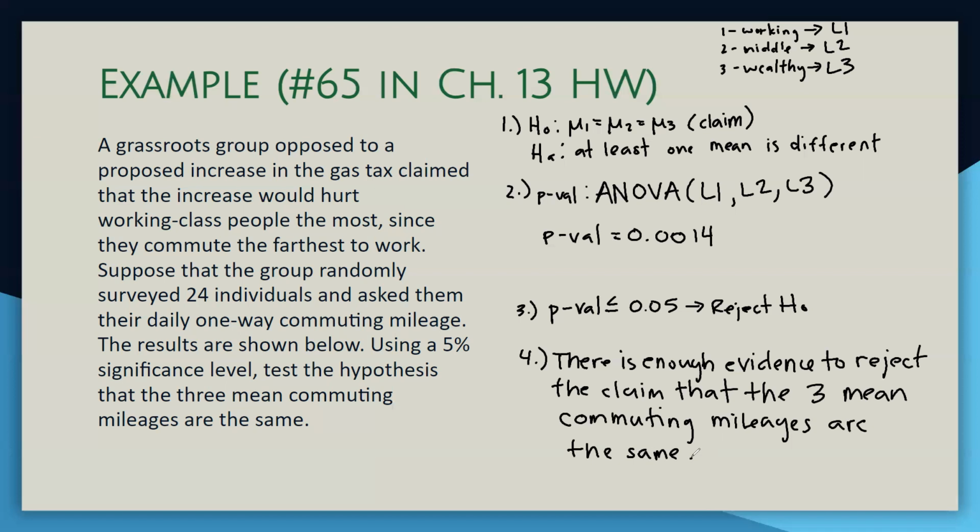I don't know which one is the different one. It's possible all 3 are different from each other, but I don't know where that difference lies. So in this case, this is where I need to go to one of those alternative tests to locate where the difference is. But we're content with ANOVA. We know that these 3 means are not all the same. So at least one group has a higher or lower commuting mileage than the others.